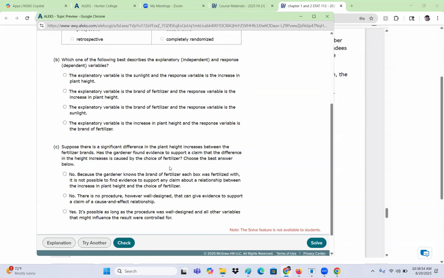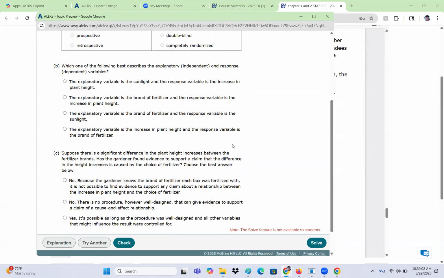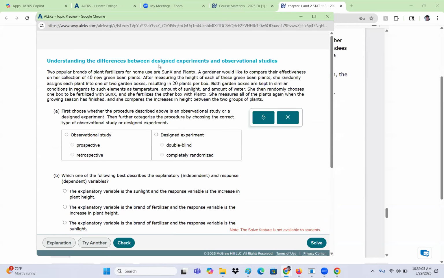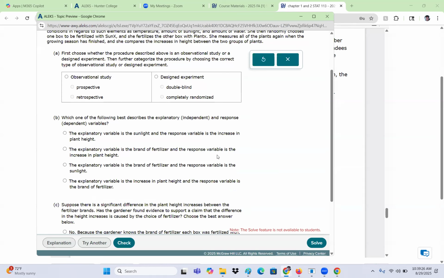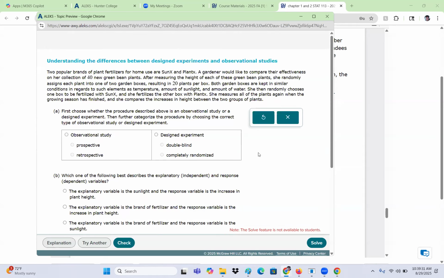So after that, you need to see whether or not it's going to support claims. Which one was it? It was understanding the difference between design experiments and observational studies. So one of the things that we have to look at is whether they're going to compare the observational study and the experiment. So we need to know whether they're going to use prospective and retrospective, double blind, or completely randomized, and which one is going to be the independent and which one the dependent variable. So we're going to get to that.